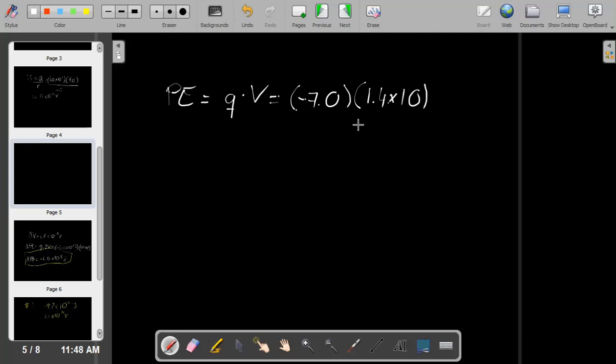Put all of these in your calculator, and the number you should be getting is negative 9.8 times 10 to the 10 joules, okay? So if you got this wrong, it's probably because you got the electric potential wrong before. There you go. That's example number 1.